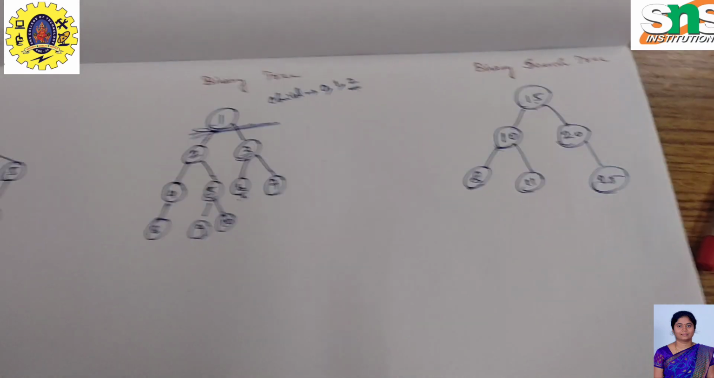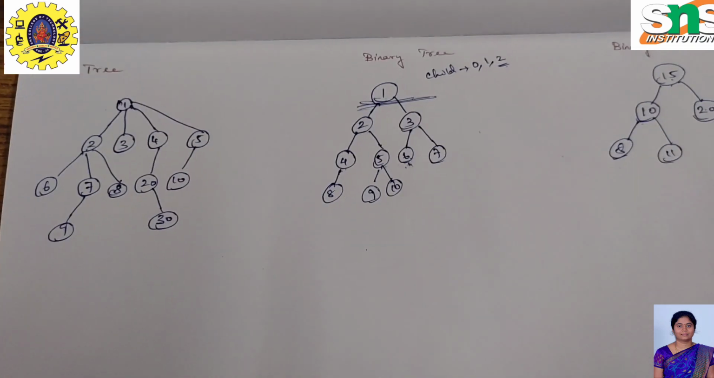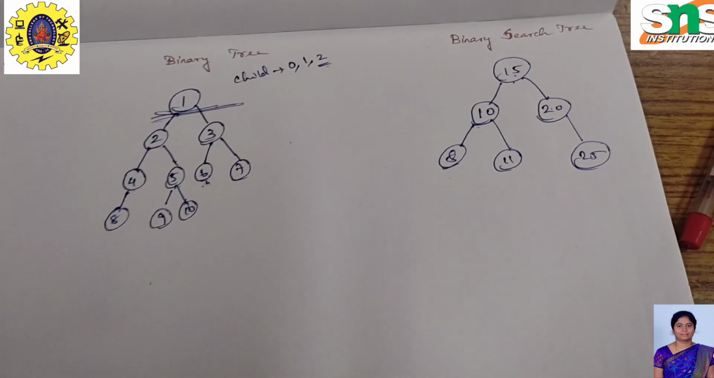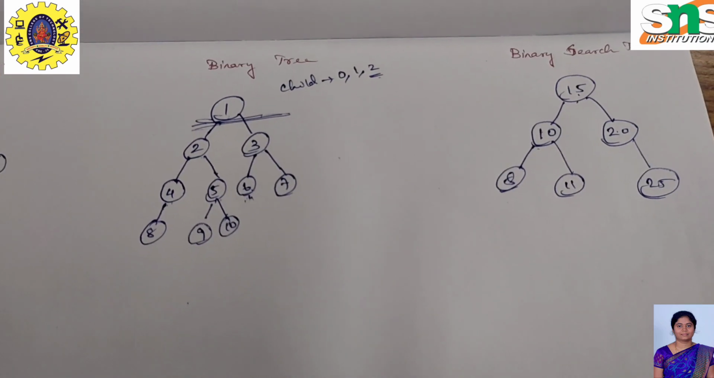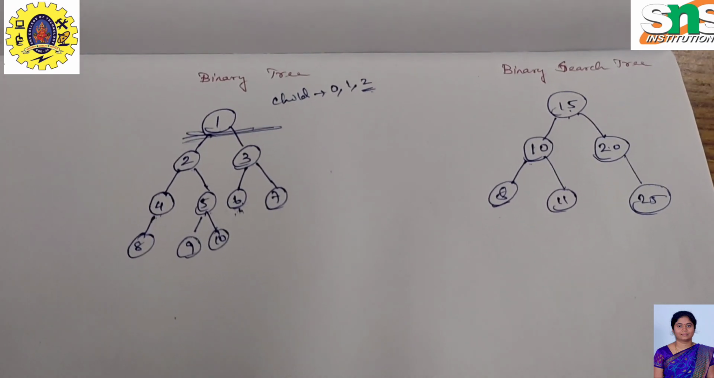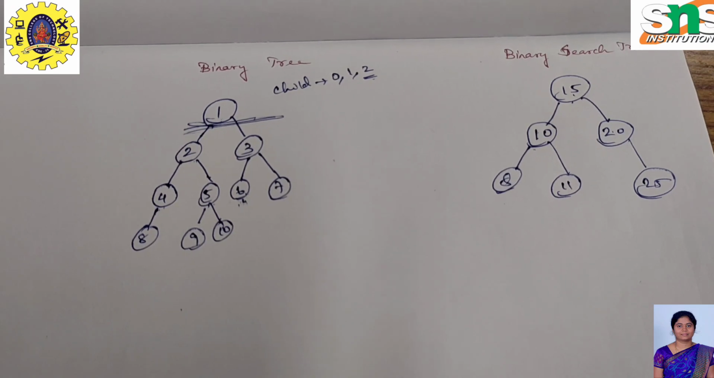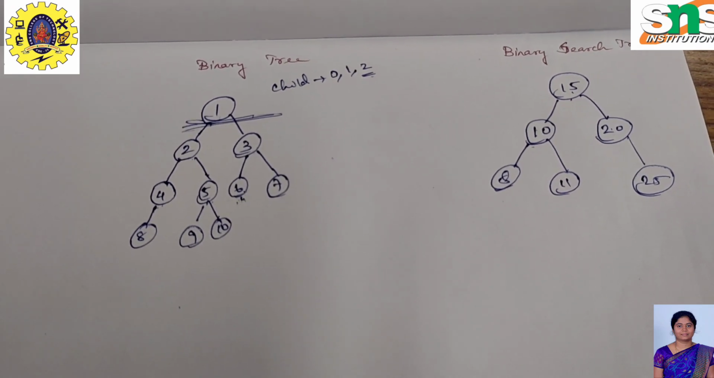So these are the three things. For a tree, we can have n number of children. For a binary tree, a maximum of 2 children. For a binary search tree, we can have a maximum of 2 children, and it should maintain the rule that the lesser value will be on the left side and the greater value will be on the right side.